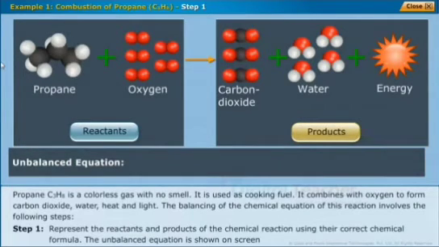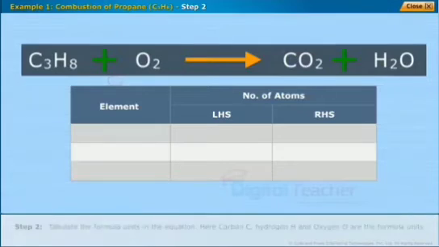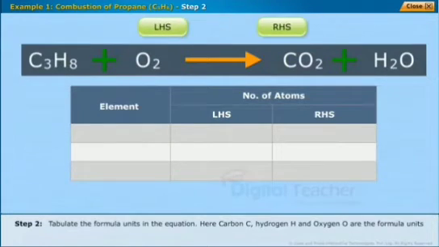The balancing of the chemical equation of this reaction involves the following steps. Step 1. Represent the reactants and products of the chemical reaction using their correct chemical formula. The unbalanced equation is shown on screen. Step 2. Tabulate the formula units in the equation. Here carbon C, hydrogen H and oxygen O are the formula units.